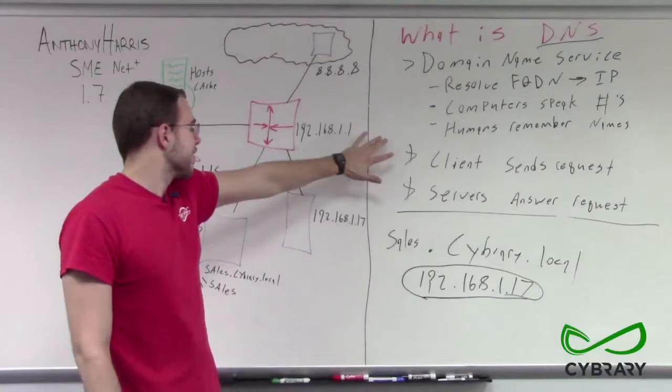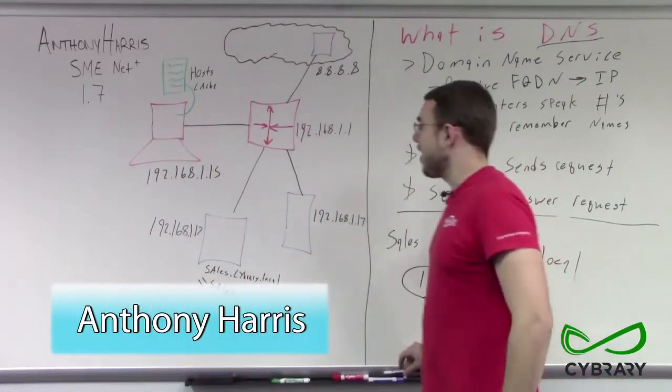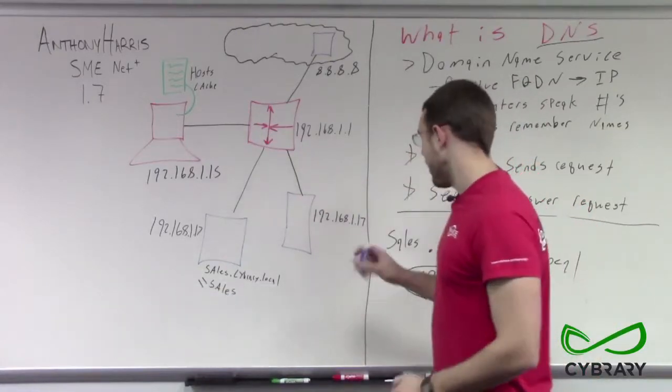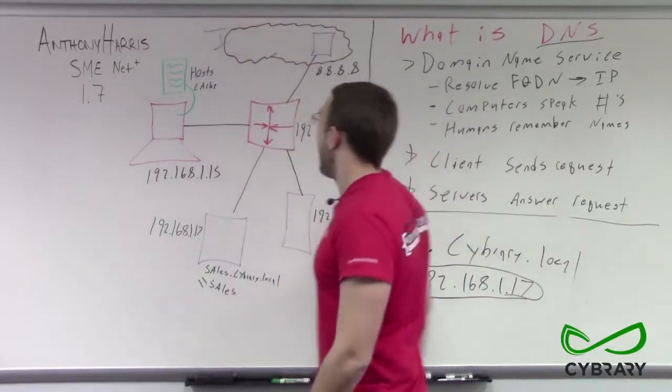We took a look at our DNS. Now let's take this and put it into practice on our chart here. We have an example of our network here. Now our network is connected to the internet, which we have identified up here. I'll just put a big I next to it.